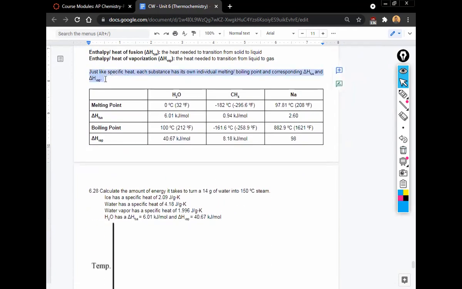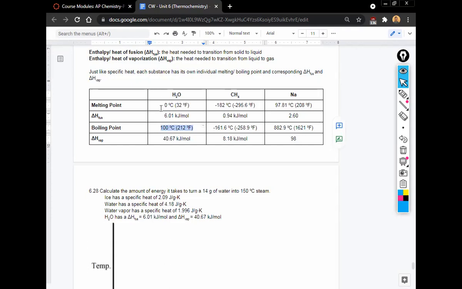Okay, oh, and one more thing. Just like specific heat, every molecule has its own individual melting point, boiling point, and heat of vaporization and formation. You guys don't need to memorize any of this. The only thing you really need to memorize is the melting point, which we always know is 0 degrees Celsius for water, and the boiling point of water. You don't need to memorize the heat of fusion or vaporization, but just recognize different chemicals melt at different temperatures and they boil at different temperatures too. Just know that there's a difference.